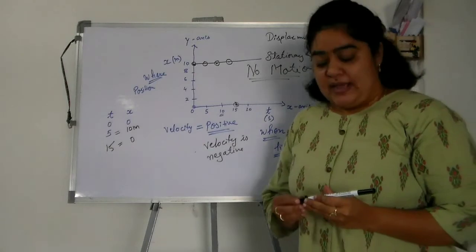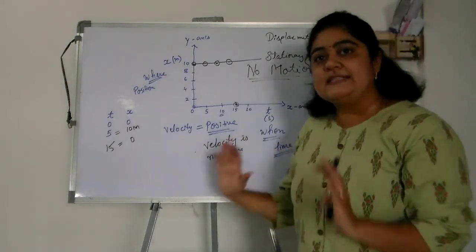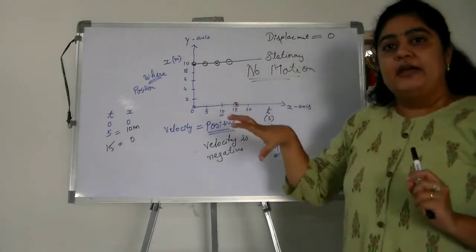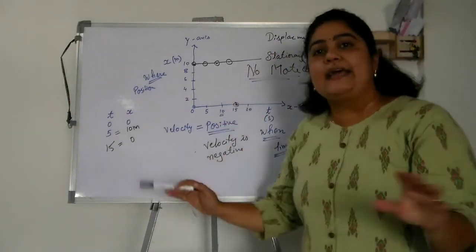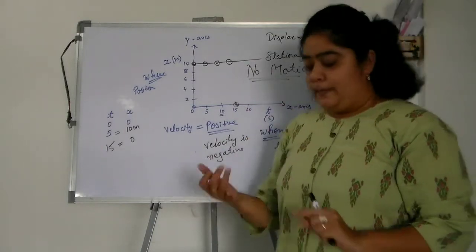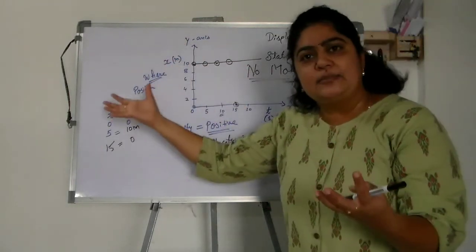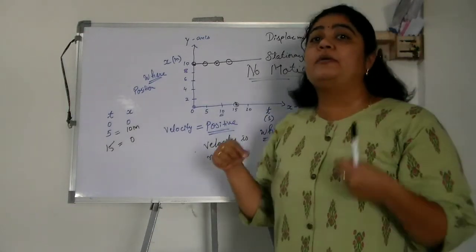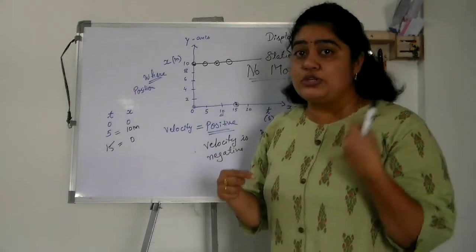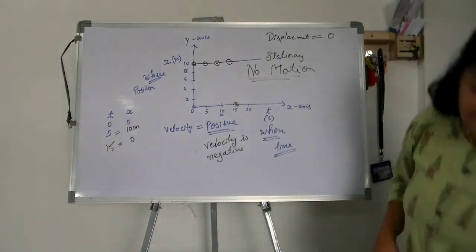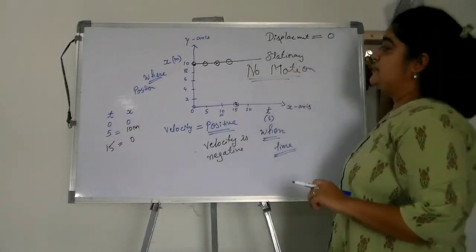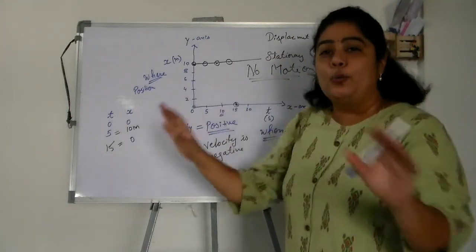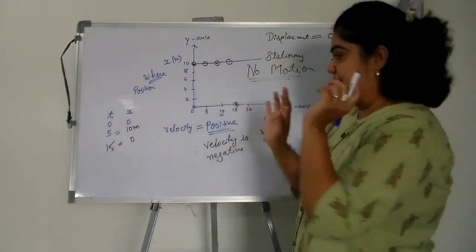Is this clear? I know the concept is very simple, but we have to understand this graph so nicely that any time you get such a graph, maybe the x-axis can be something else, the y-axis can be something else, but from the graph you will be able to tell me what kind of motion it is. So let us revise again. This is no motion. The object is at rest.